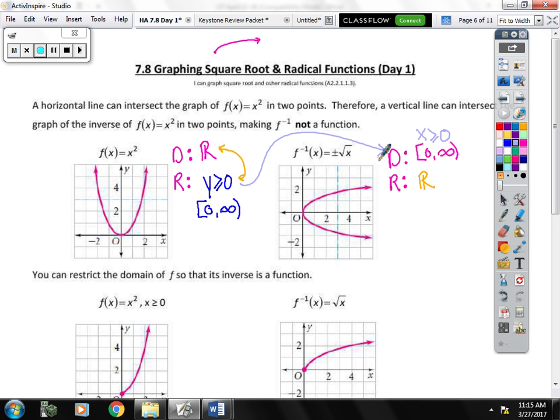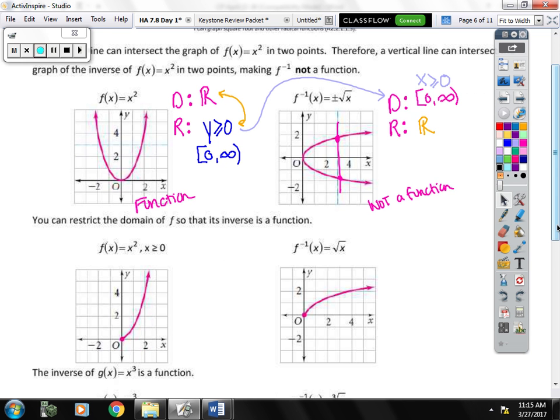So we can see the original equation is a function. This would pass the vertical line test, right? But the inverse would fail, right? So what you can do is restrict the domain so that both of them are functions. And that's what our graphs are going to look like a lot of times. We're not going to have the sideways parabola, we're just going to have one of those pieces. So either a positive square root or a negative square root, not both.